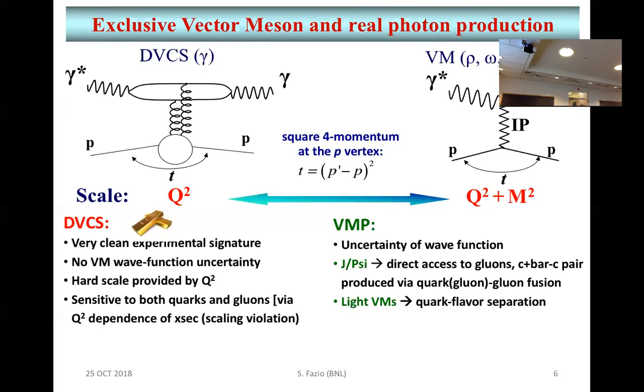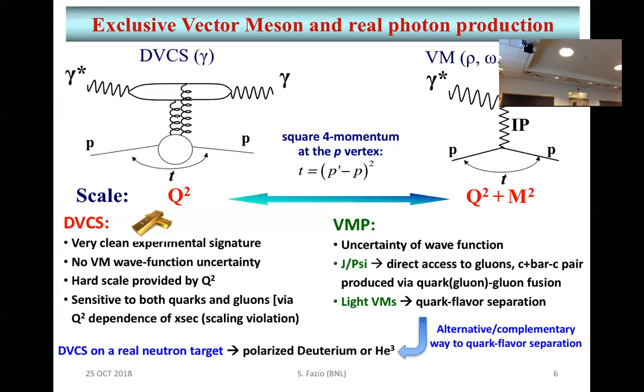But when you want to do a complete GPD extraction, it's really relevant and complementary to also do exclusive vector meson production measurements. Yes, here you have some uncertainties on the wave function, but if you have high mass mesons like the J/psi or upsilon, you can directly probe the gluons, because you have something produced in a c-cbar pair by quark-gluon fusion, so it gives you access to gluons. And if you have lighter mesons like the rho, omega, phi, you can start separating the flavors.